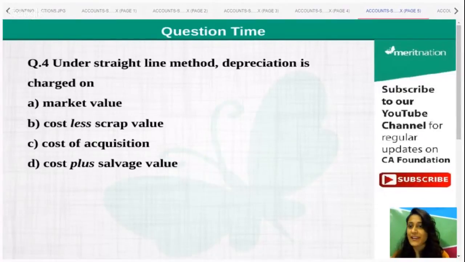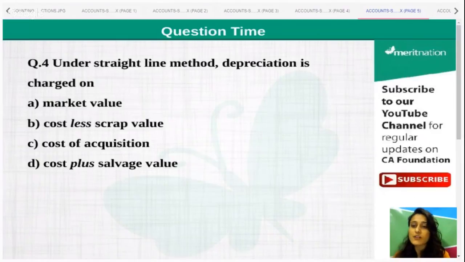All right. Under the straight line method, depreciation is charged on: A, market value; B, cost less scrap value; C, cost of acquisition; or D, cost plus salvage value. Let's see who gives me the right answer. Suvri Prasad is the first one, I guess, to answer correctly. Yes, and then I see a lot of you answering the right answer. The correct answer over here is cost less scrap value.